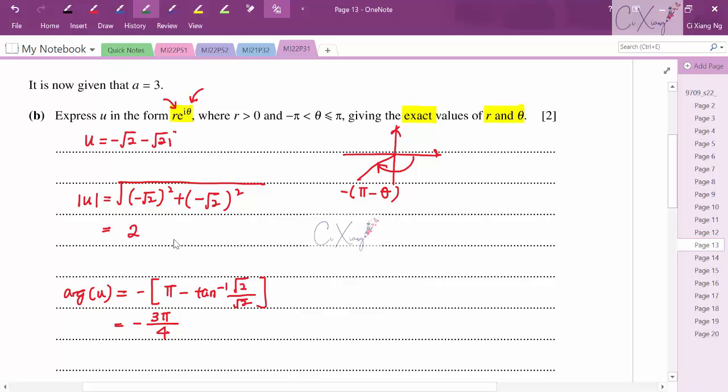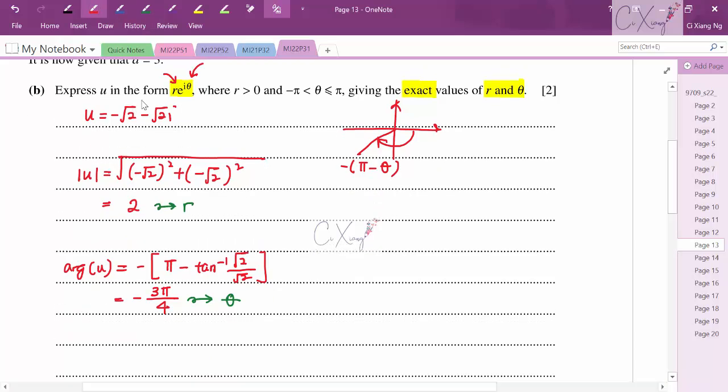Please take note that this is the r. r is equal to the modulus of u, and theta is equal to the argument of u. So if we rewrite it into the exponential form, we have u equals 2 e power negative 3 pi over 4 i. This is the exponential form of u, in terms of exact values. Okay, so this is what we have for part B.